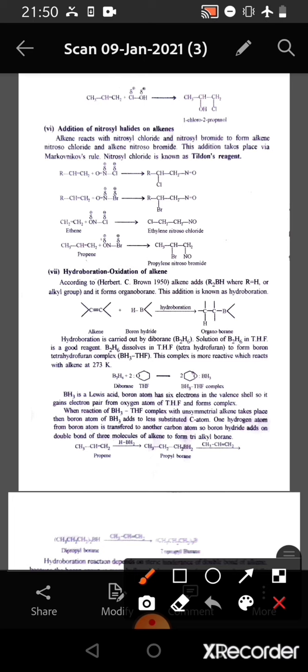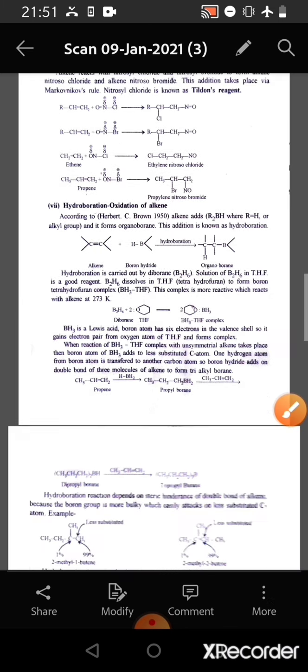So here we see these general reactions. Alkene reacts with nitrosyl chloride to give alkene nitrosochloride, and here alkene reacts with nitrosyl bromide and forms alkene nitrosobromide. If we take a specific example, ethene reacts with nitrosyl chloride and forms ethylene nitrosochloride, and if we take the example of propene, propene reacts with nitrosyl bromide and forms propylene nitrosobromide.